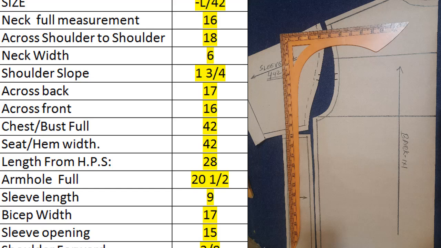17 inch. Across front width 16 inch. Chest or bust, full around at armhole 42 inch. Seat, bottom hem width, full around 42 inch. T-shirt length from HPS 28 inch. Armhole full around measurement 20 1/2 inch. Sleeve length from shoulder 0.9 inch, width full around 17 inch. Sleeve opening 14 inch. Neck rib height 1.